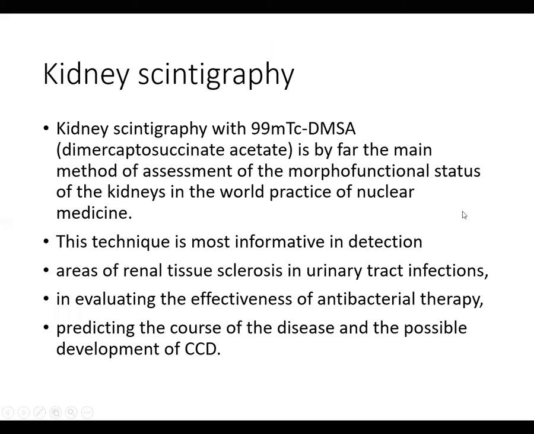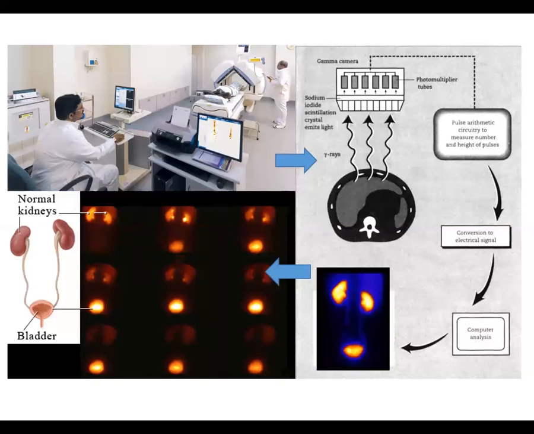Kidney scintigraphy, usually performed with Tc99m DMSA, dimercaptosuccinic acid, is by far the main method of assessment of the morphofunctional status of the kidneys in world practice of nuclear medicine. This technique is most informative in detection of areas of renal tissue sclerosis, in urinary tract infections, in evaluating the effectiveness of antibacterial therapy, predicting the course of the disease and the possible development of chronic renal insufficiency, chronic renal disease.